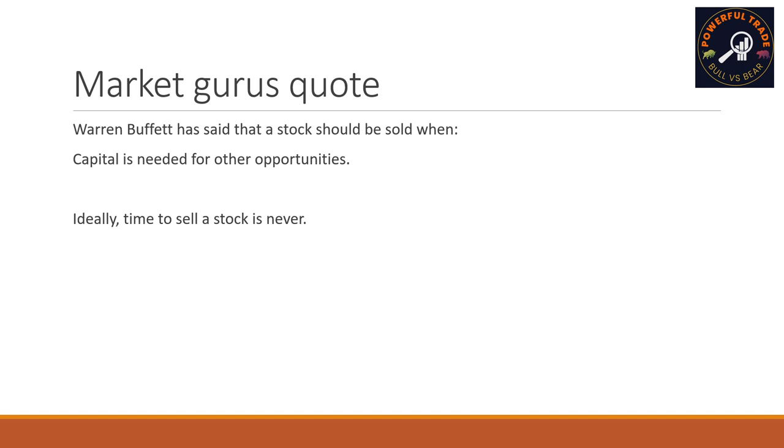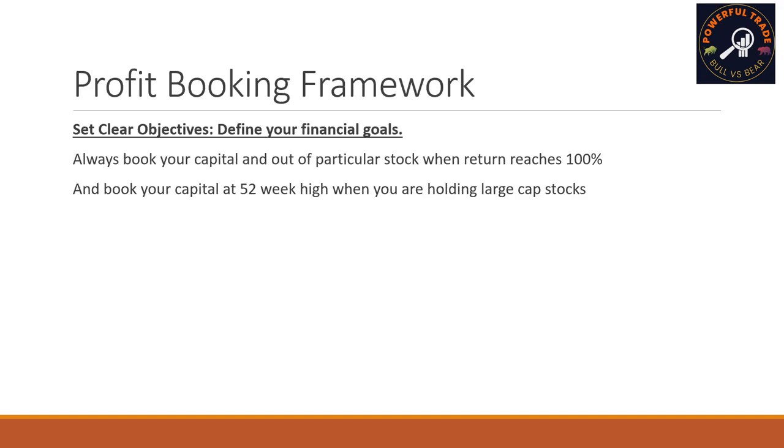If we see what our market guru Warren Buffett also said about when we should sell a stock: he says we can sell the stock only when the capital is needed for other opportunities. That is the reason to sell the stock. Otherwise, we should not sell. Ideally, if you ask me, the time to sell a stock is never. But that is not possible, as we discussed earlier, because we need to keep the greed factor and other factors in check. That is the way we can be more comfortable.